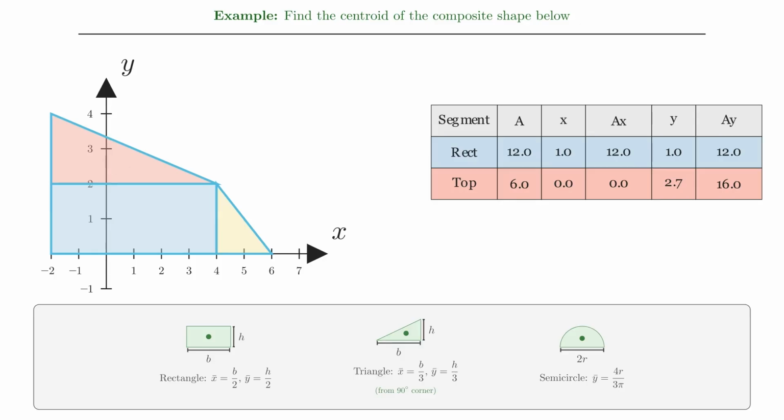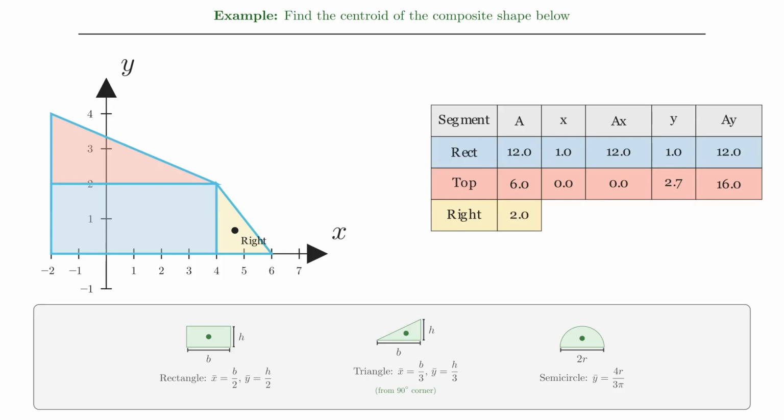Now moving to that right triangle. Again, the area is a half times base times height. The base for this one is 2, so it spans from 4 to 6, and the height is 2 as it goes from 0 to 2. So a half times 2 times 2 gives an area of 2.